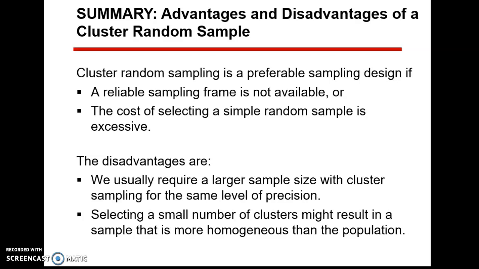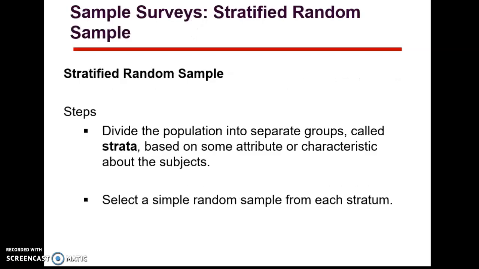Disadvantage is you usually need a larger sample size to get a good level of precision as you might by some other way. And also, if your clusters are close together, sometimes close in some sense. For instance, if I did city blocks, I might pick city blocks that are a mile from each other, but in fact they might be in the same type of neighborhood, so I get basically the same subjects from each one. That's homogeneous. So I may want to stratify this instead.